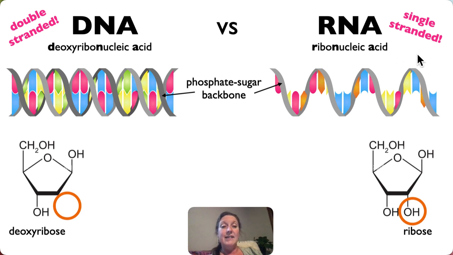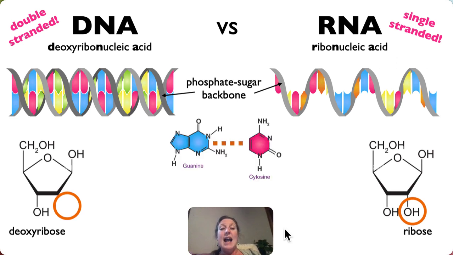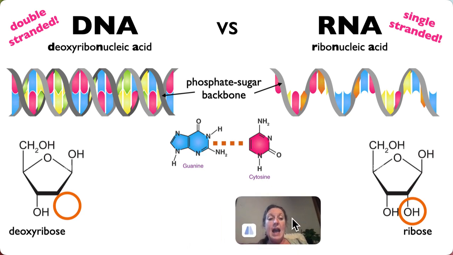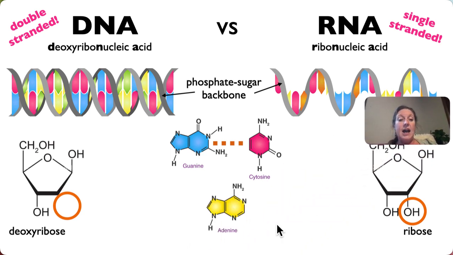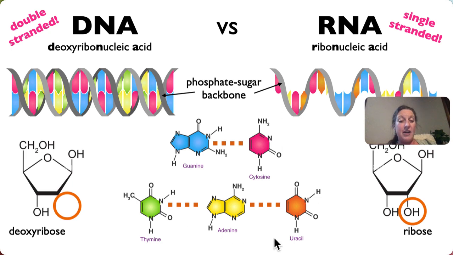Ribose, nucleic acid, polymer. Now, in both DNA and RNA, we use the nucleotides, or rather the nitrogenous bases, guanine and cytosine, and they form hydrogen bonds to one another because they are complementary. However, in DNA, the adenine nitrogenous base forms a complementary pairing with thymine, but in RNA, it forms hydrogen bonds with uracil.